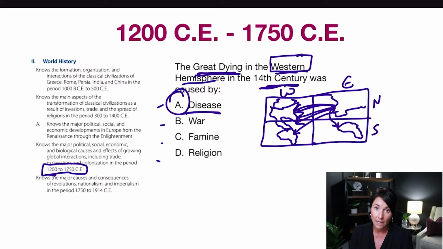So disease there. So we have a couple key words. We have the Great Dying, which is super depressing. And we know that there was a lot of death at that time. The Western Hemisphere, which is going to be the United States, Central and South America, and the Caribbean. And then the 14th century, which we know is early European exploration. So A is the best answer.